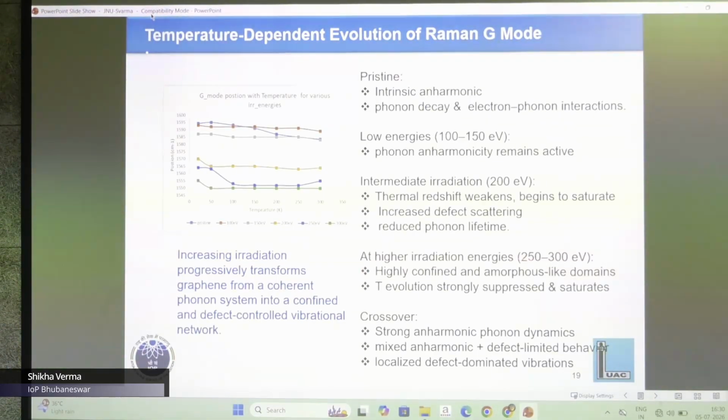And at higher irradiation energies, that is around here, highly confined and amorphous-like domains have appeared, and the temperature evolution is strongly suppressed and saturates. So basically we are seeing strong anharmonic phonon dynamics, mixed anharmonic and defect limited behavior, and localized defect dominated vibrations.